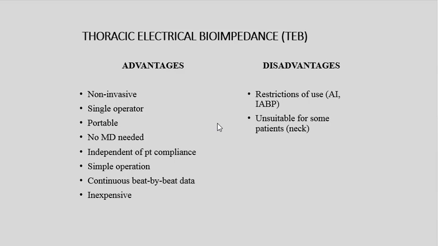The disadvantages are there are restrictions of use, basically anything that affects the conduction through the aorta, such as aortic incompetence, competing flows of blood forward and back, and an intra-aortic balloon pump. A balloon placed in the aorta, as you can appreciate, would also restrict that impedance through the aorta. And it's unsuitable for some patients. For example, we found one patient we could not use it on because he had a bull neck. Simply not enough space between the ear and the shoulders to locate the electrodes.